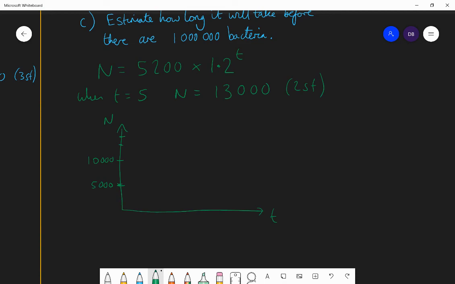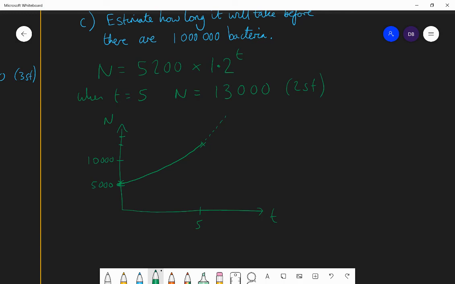Okay. So I know I start at 5,200, just above 5,000. And I know that at t is 5, I'm going to end up at 13,000. And my graph is going to have general exponential growth. So that looks almost like a straight line. I'm going to make it a little bit curvier. It's difficult to do it. And it'll keep going on, okay? So that's my graph for the number of bacteria against the time in hours.